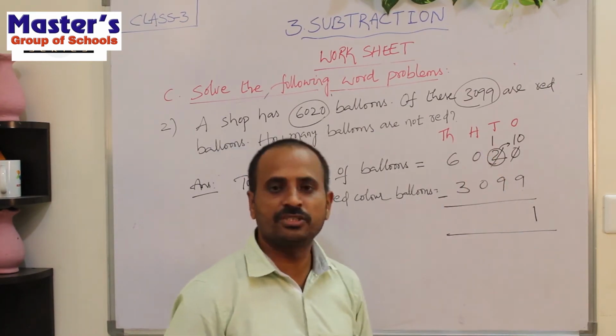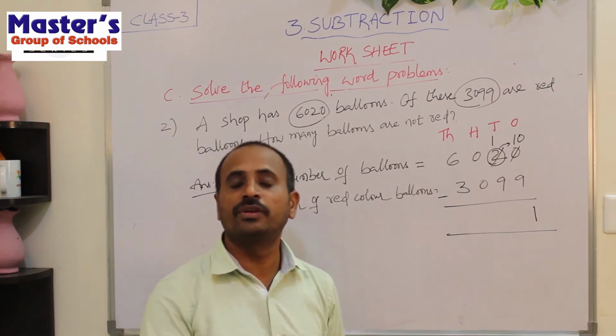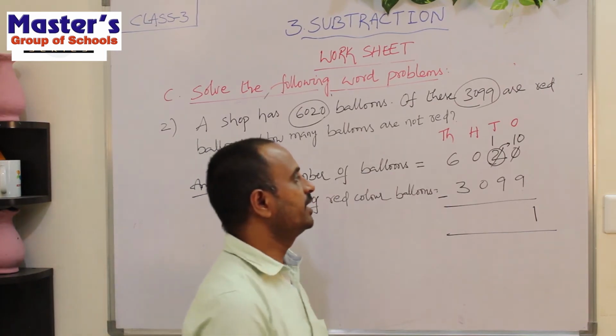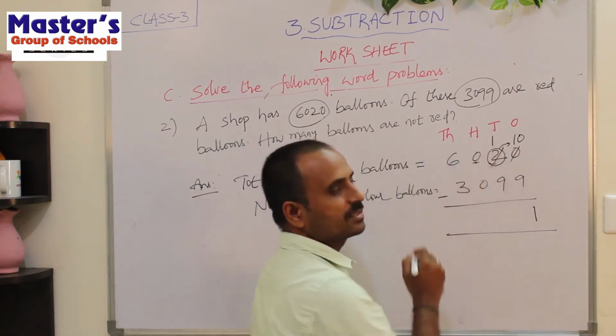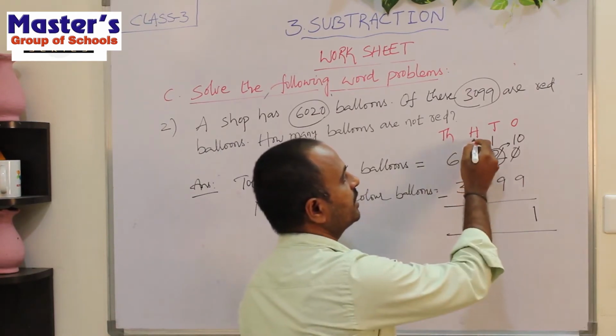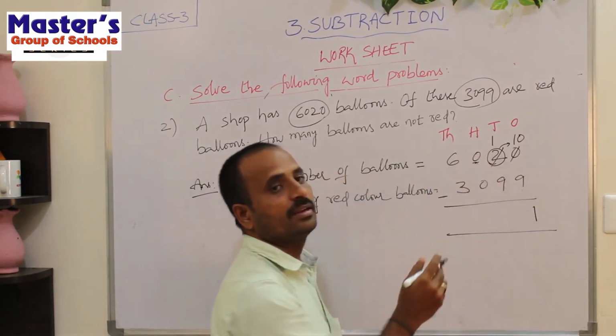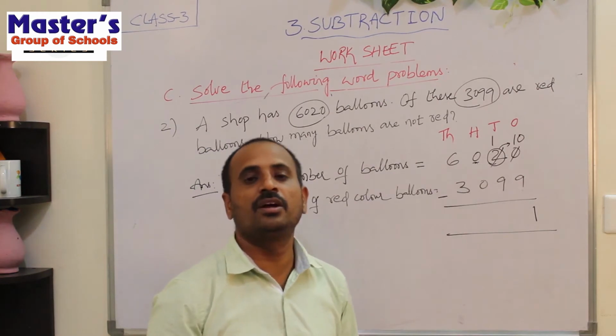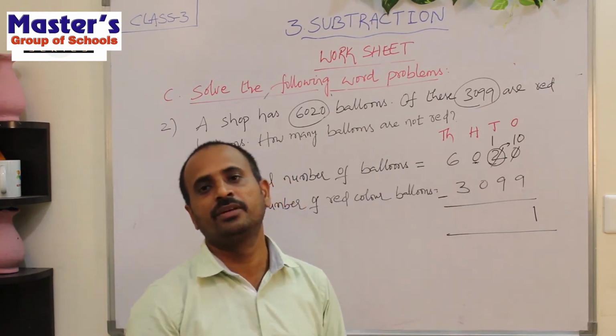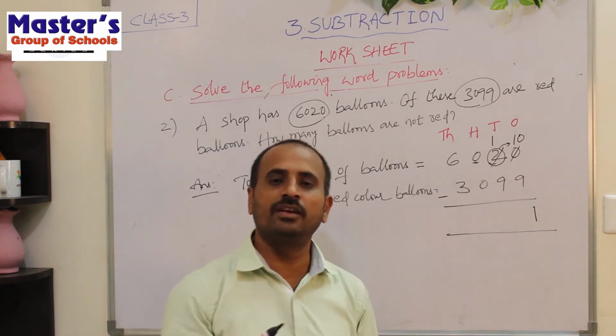Here also subtraction is not possible. That's why we have to borrow from its next place. What is its next place? Hundreds place. How many hundreds are there? There are 0 hundreds. That means there are no hundreds in the first number. So if there are no hundreds, we cannot borrow.